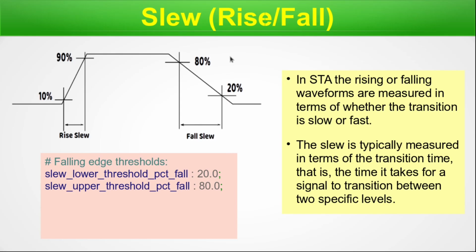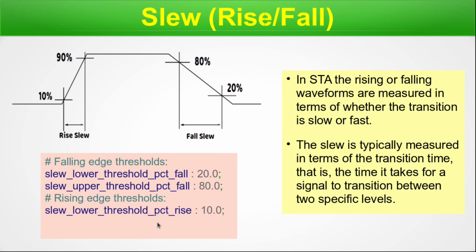What we have depicted in the picture, the same thing you can read in text format in the .lib file. Now the rising edge thresholds: slew_lower_threshold_pct_rise is 10. You can see here our cut point is at 10%. Now slew_upper_threshold_pct_rise is 90, so this is at 90%. This is the way of representation inside the .lib file, and similar commands may be there within the STA tool also. They may be exact or a bit different, but this is the way of representing the slew cut points. So we are done with this slide.